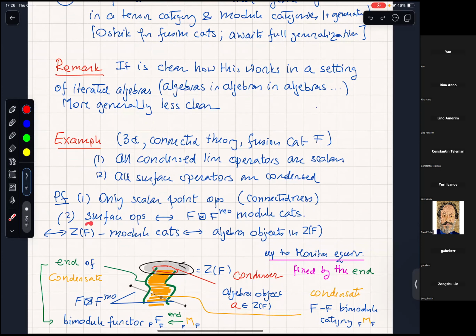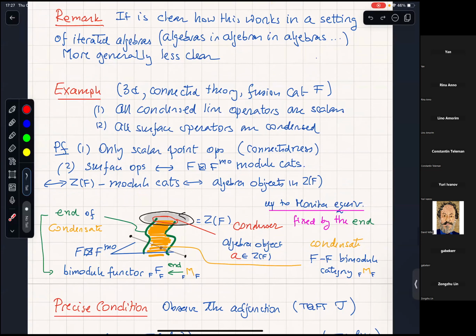All right, now surface operators are codimension 1 things. They are F-F bimodule categories, and the little theorem is that they correspond to module categories for the center, because these two are Morita equivalent as fusion categories. And then by Ostrik's theorem, they correspond to algebra objects in the center. And here's a picture that gives the correspondence. Inside the center, you can have an algebra object, and it is defined up to Morita equivalence a priori, but fixing the end of the condensate pins the actual algebra object.